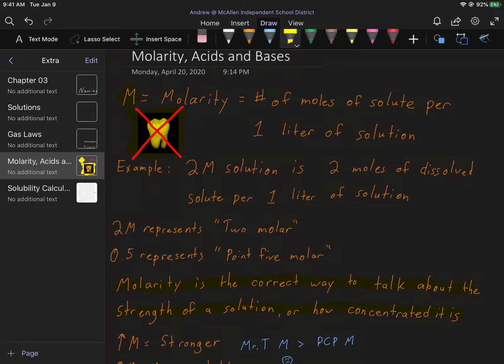Another way to talk about molarity is concentration. The higher the concentration, the stronger the solution, the higher the molarity. We'll come back to that because we have some words to talk about.